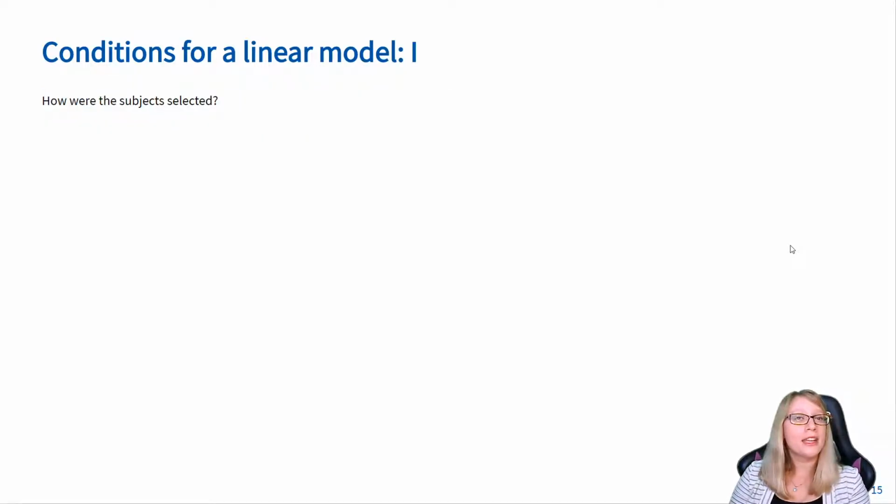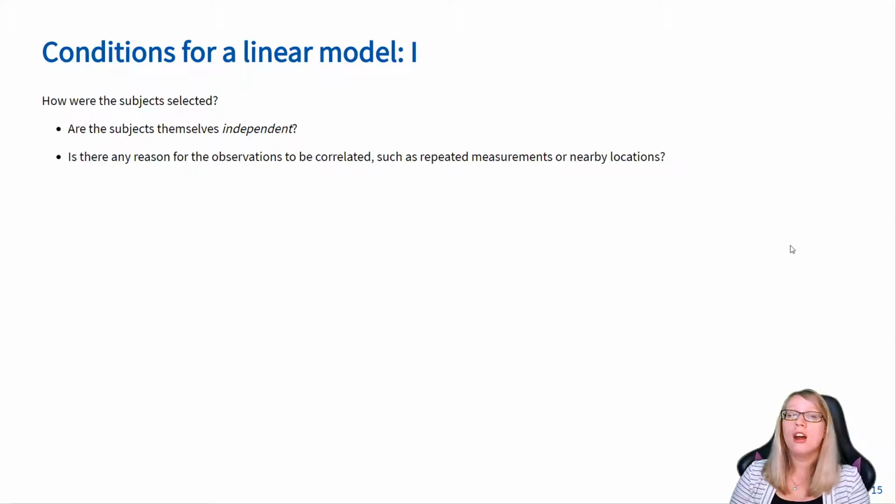Let's talk about the I condition, or the independence condition. Here we ask questions like, where did the subjects come from? Are they reasonably independent in terms of being a random sample? Are there any reasons for the observations to be correlated? So for example, did we do this experiment on the same subjects multiple times? Did we select people who had some shared characteristic? And so on. So is there a reason in terms of the study design for the observations to be independent or dependent?